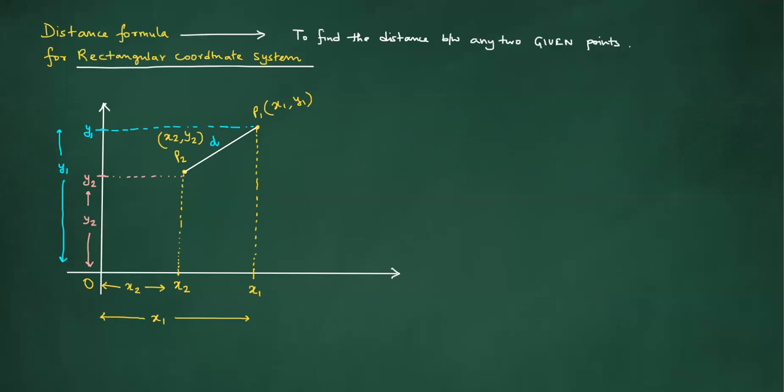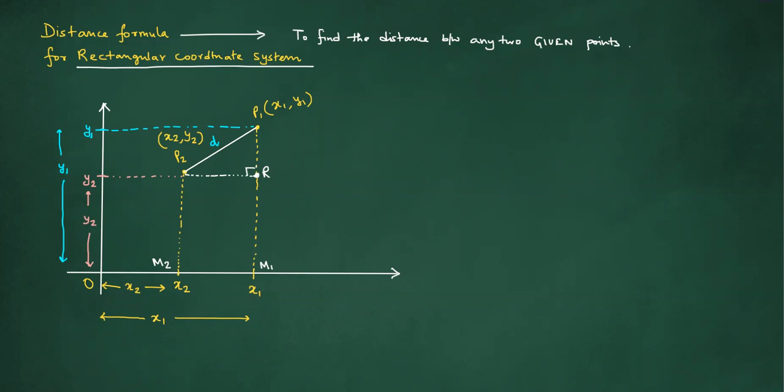Now what I'm going to do is extend this line on this side, and let's say this point is R. Let's say this point is some M1 and this point is some M2. Now, can you tell me what this angle P1 R P2 is? This is going to be, of course, 90 degrees, because we are working in a rectangular coordinate system, and basic geometry says this too.